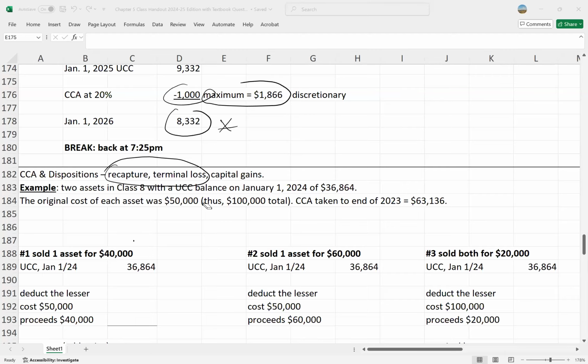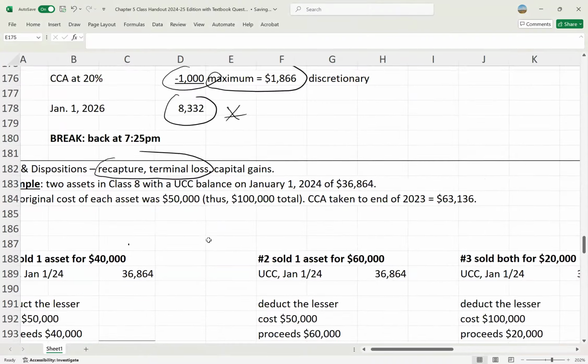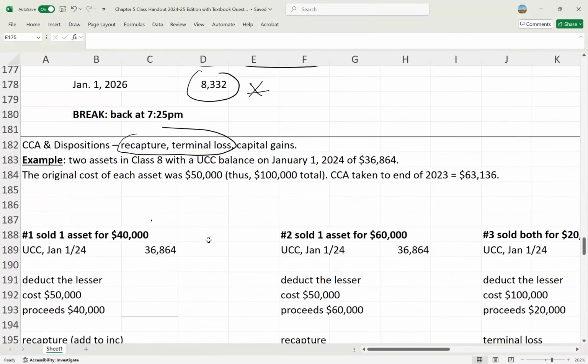What we're going to do next then is look at this example here, and go through the terms and explain what is recapture, what is terminal loss. So let's just talk about this example. We're looking at class 8. At the beginning of the year, the class 8 balance is $36,864.